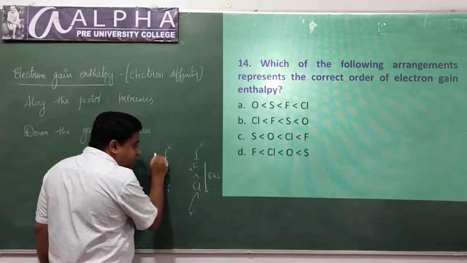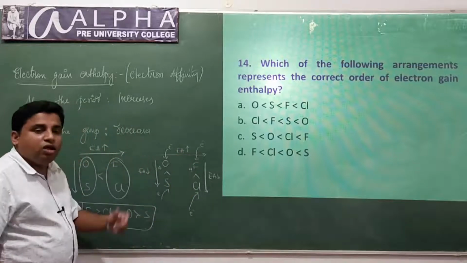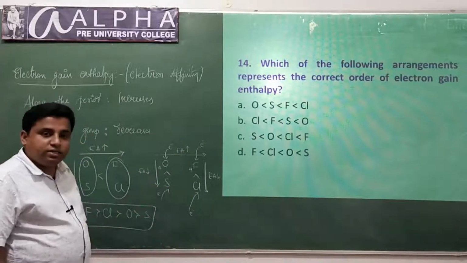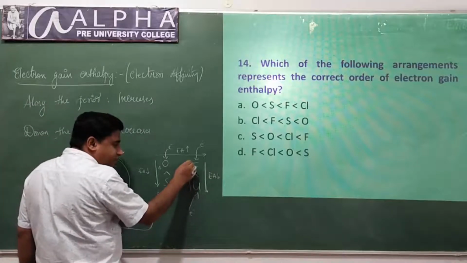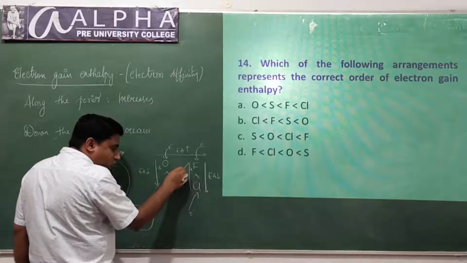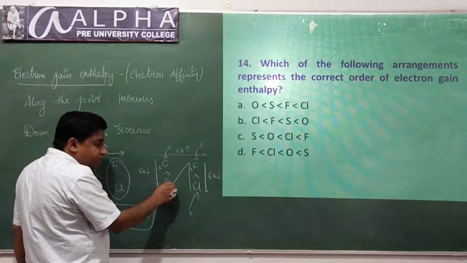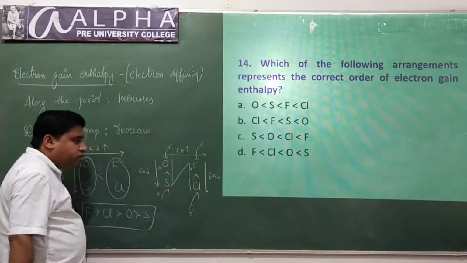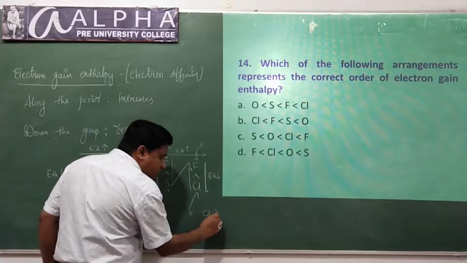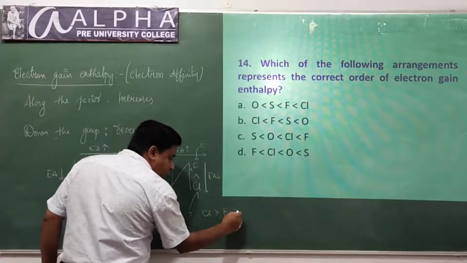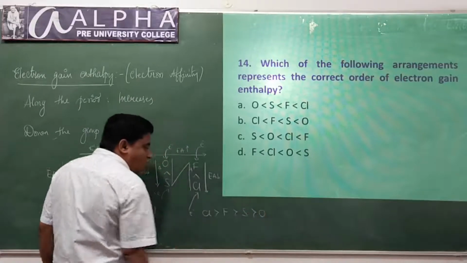But halogens have more electron affinity than the oxygen family. So what is the correct answer? Chlorine has more electron affinity than fluorine. Fluorine has more electron affinity than the oxygen family, that is sulfur. Sulfur has more electron affinity than oxygen. It goes in a zigzag manner, just like this.